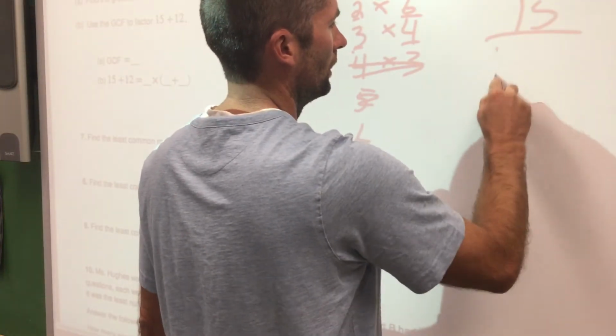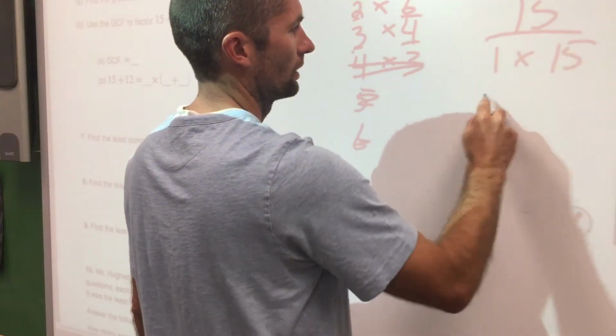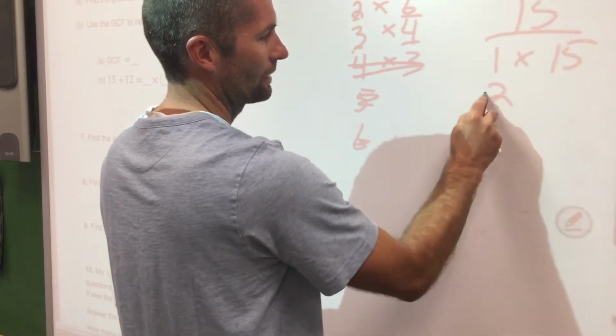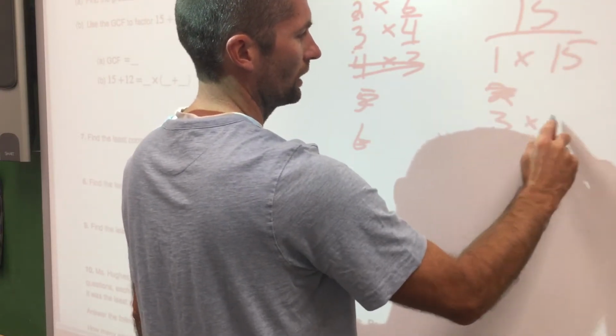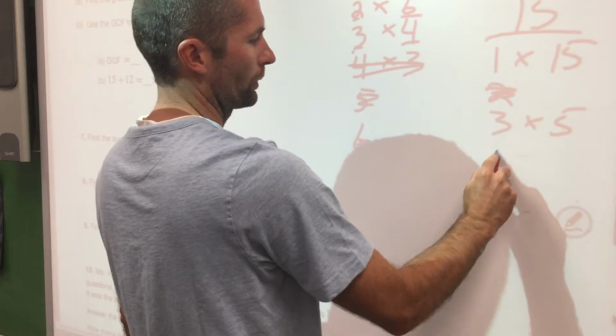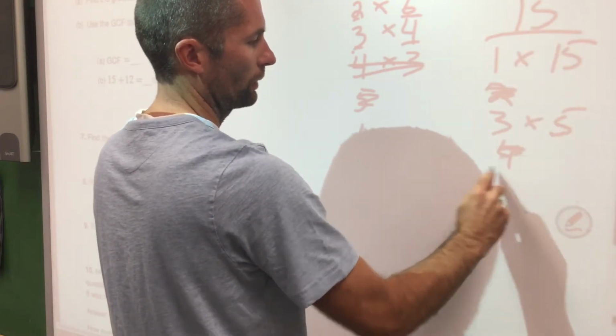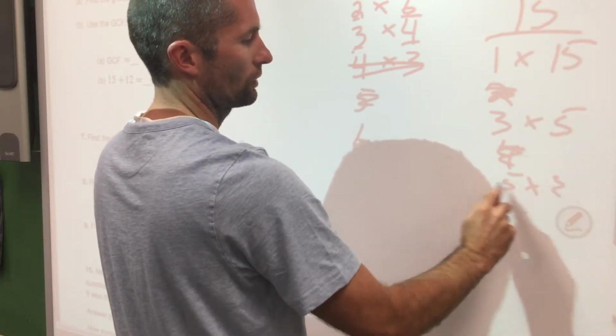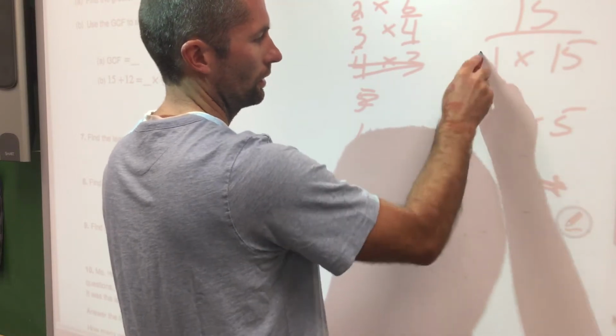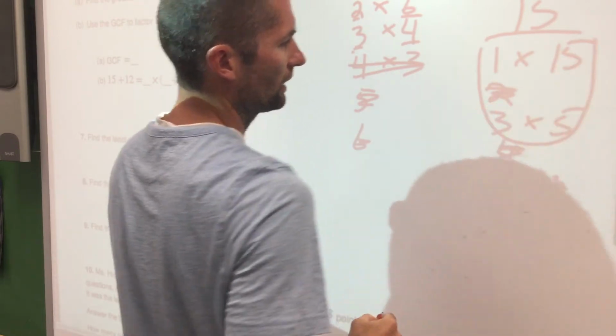15. 1 times 15. It's odd, so it can't be 2. 3 times 5. 4 times, well, it's odd, so it can't be 4. 5 times 3, there's our repeat. So 1, 3, 5, 15.